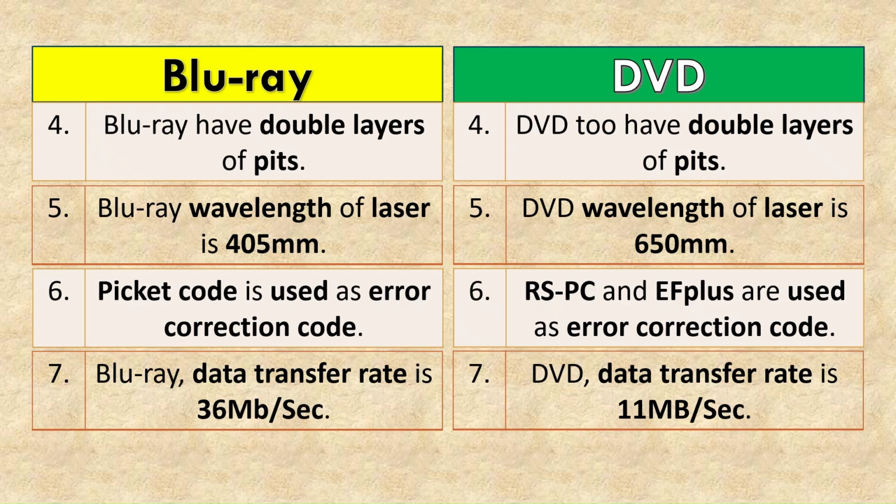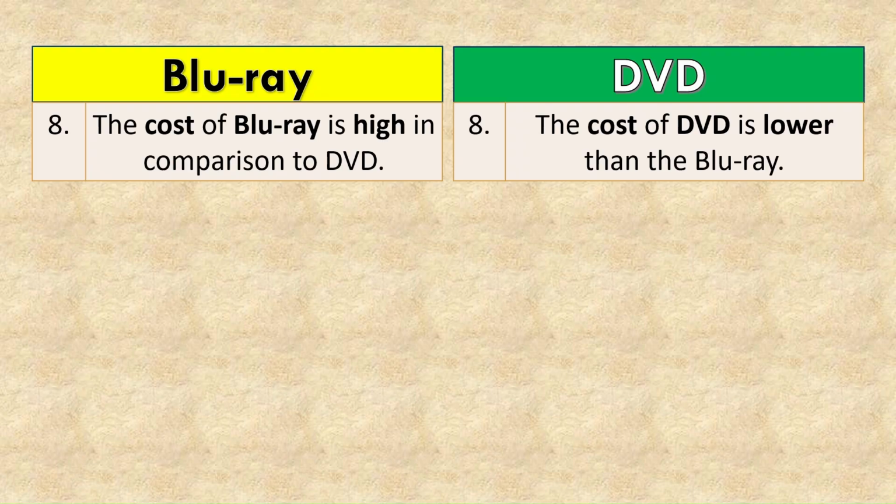Blu-ray data transfer rate is 36 megabits per second, DVD data transfer rate is 11 megabits per second. The cost of Blu-ray is high in comparison to DVD. The cost of DVD is lower than Blu-ray.